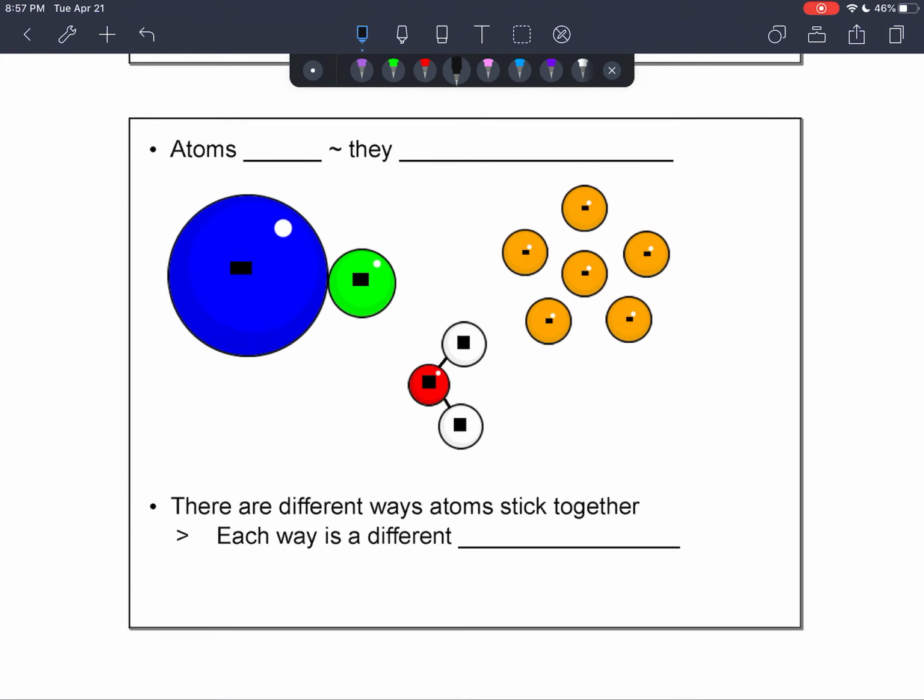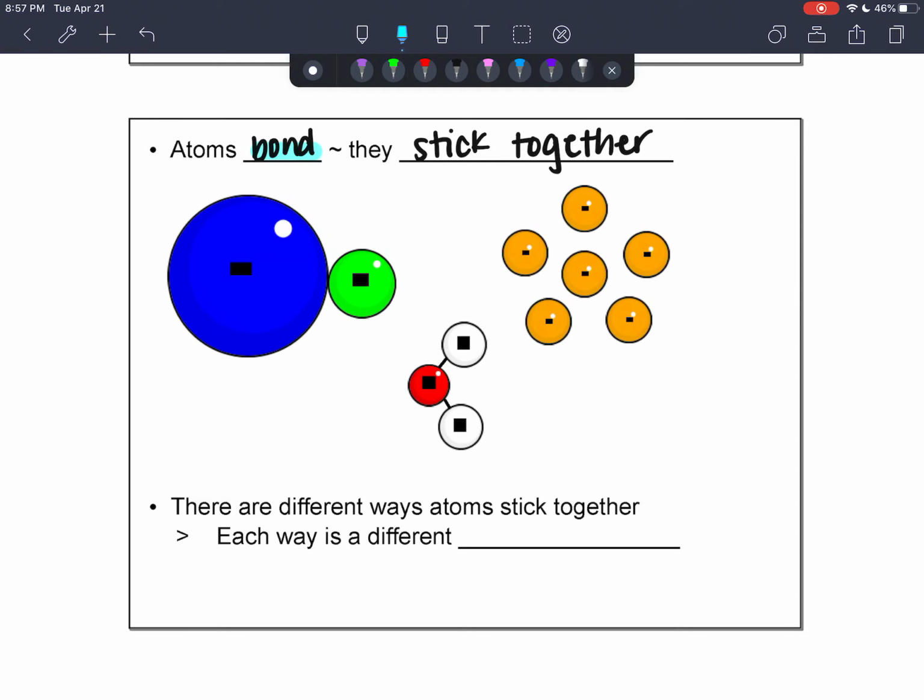I've been saying this word bonds, and I may not have been very clear about what I mean by that. Atoms bond together, and what I mean when I say that they're bonding is they're sticking together. You could almost say that bond means stick together. There's a lot of different types of bonds out there. We're going to look at an example of our first type.